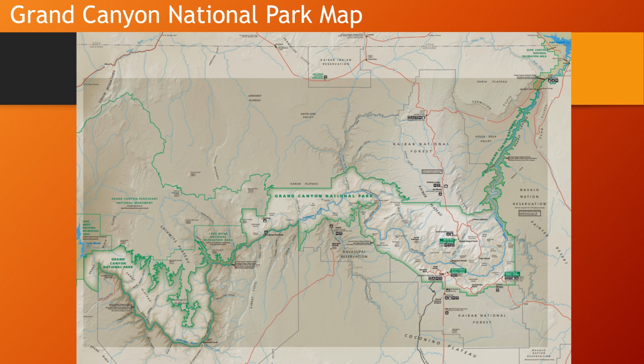Grand Canyon National Park is located in northwestern Arizona. The park is outlined in green. Notice how in the upper right corner is Lake Powell. Glen Canyon Dam is located on the south side of Lake Powell. You can also see how the Colorado River flows through the park.